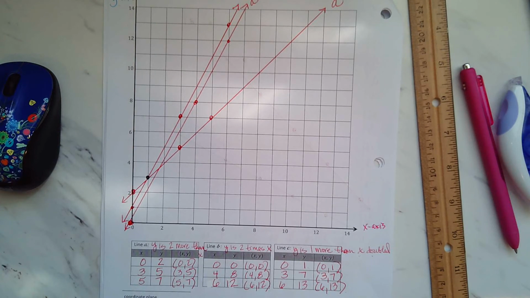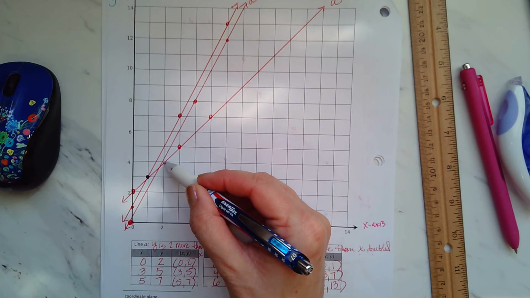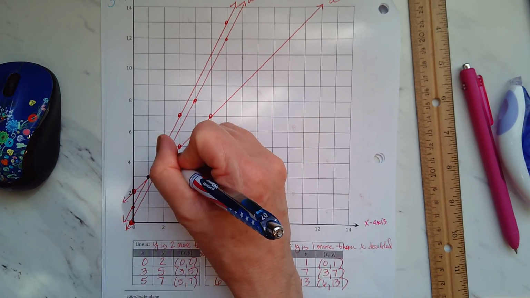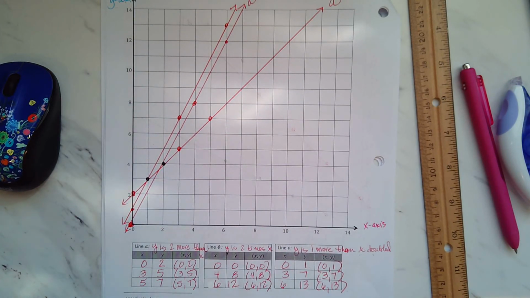Let's see. Is there any other point? Maybe 2 and 4? 2 and 4, y is 2 times x. They would connect right here. And that would be the only two places that they intersect.